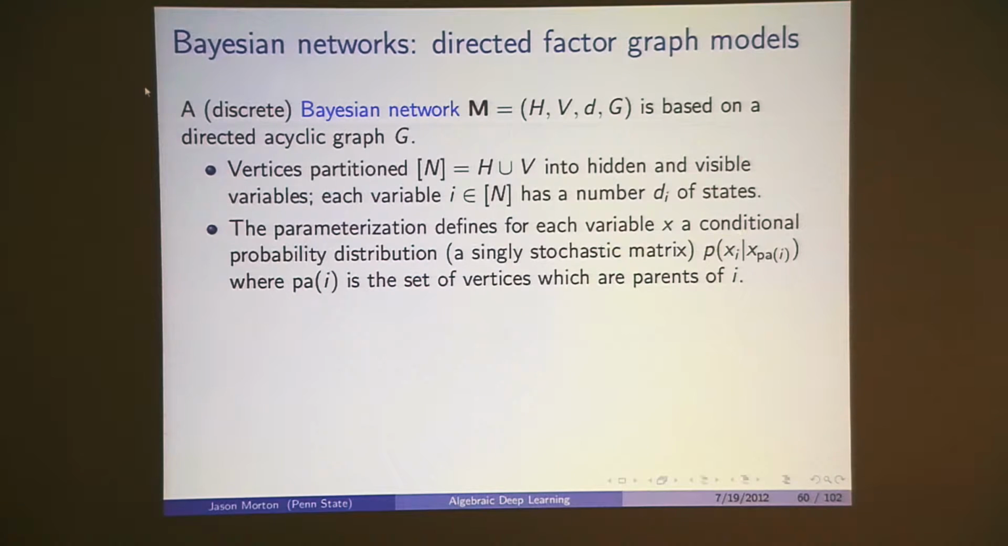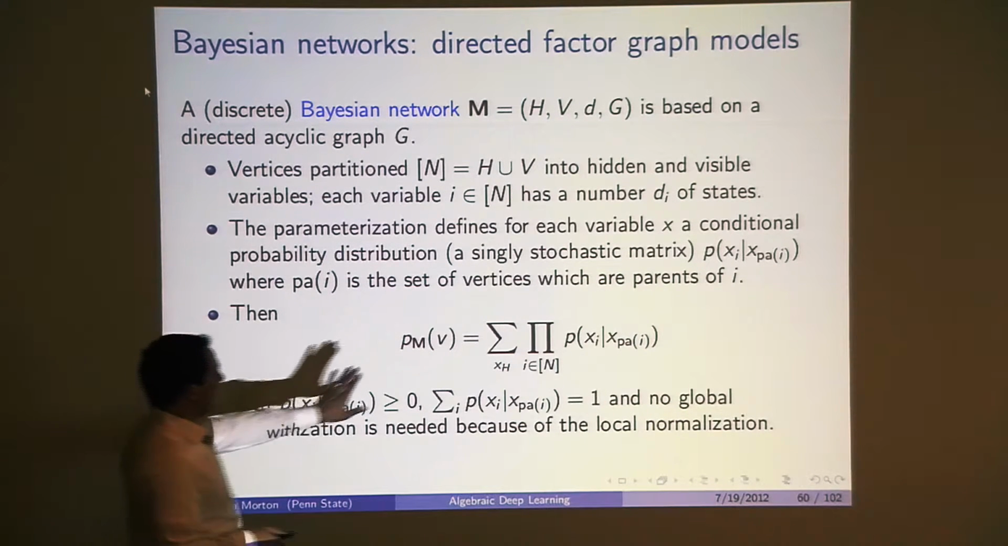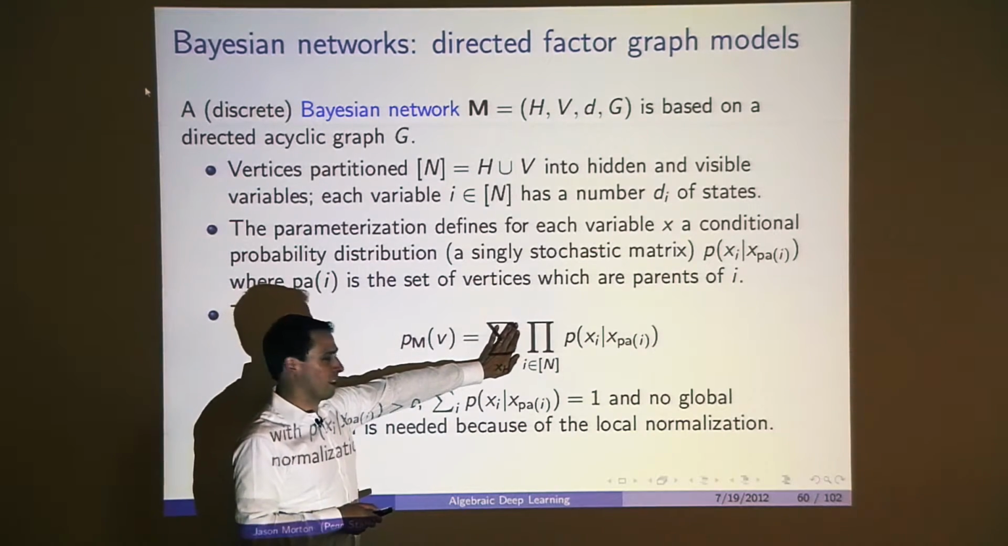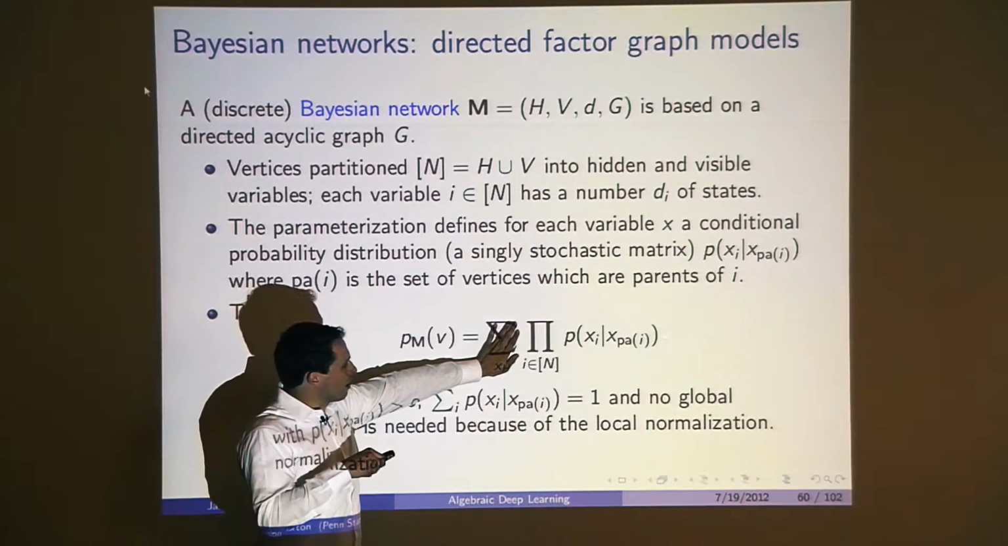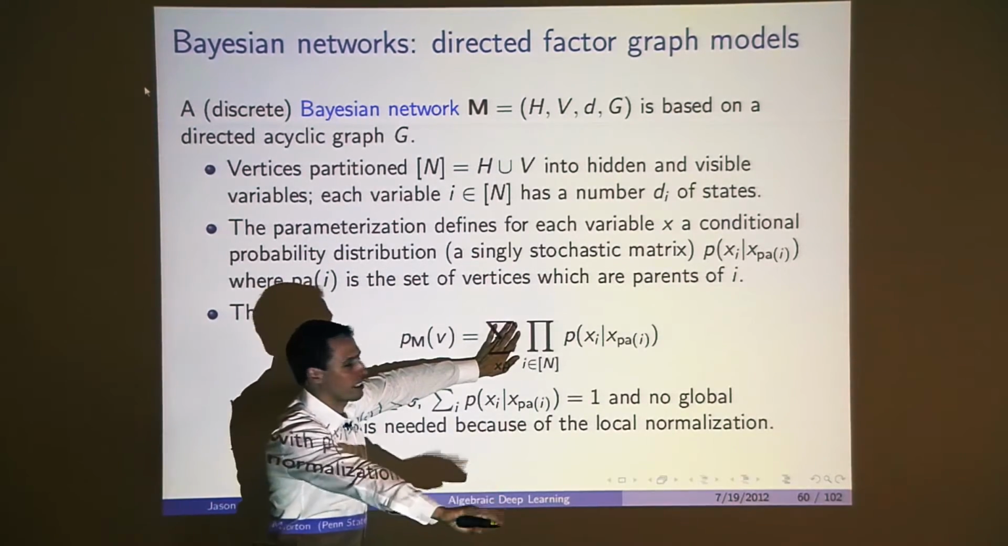Of course, the parameterization defines for each variable a conditional probability distribution, so a row-stochastic matrix: the probability of the variable i being in state x sub i given the state x sub parents of i of its parents. And then we write the probability distribution before marginalization. We're just taking a product according to this topological order. We pick a root, and then we just multiply all of these conditionals.